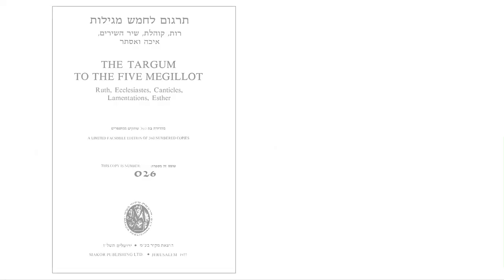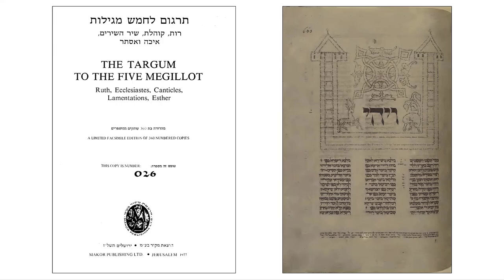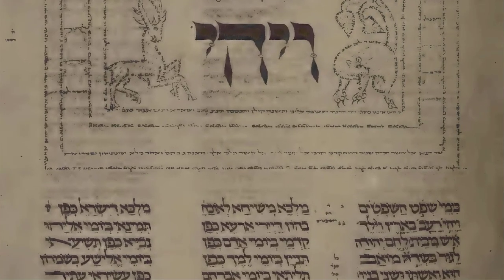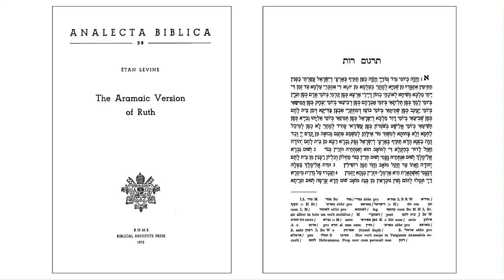Some helpful resources include that of Etan Levine's The Targum to the Five Megillot, and this is a manuscript from the Vatican Library. It's interesting, we have the Hebrew interspersed with Aramaic, and this manuscript is adorned with micro-calligraphy. If you look close, you can see the Hebrew letters forming fanciful creatures and geometric designs. Other material that's useful for studying Targum Ruth includes, again, Etan Levine's The Aramaic Version of Ruth, where he presents a critical edition of Targum Ruth.